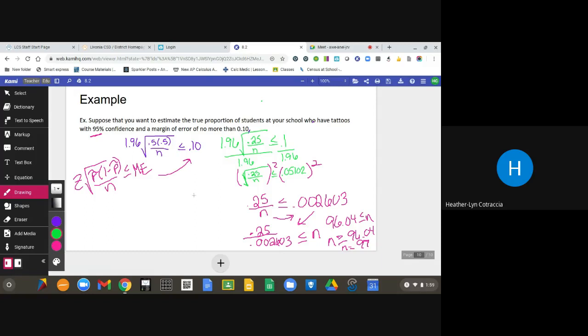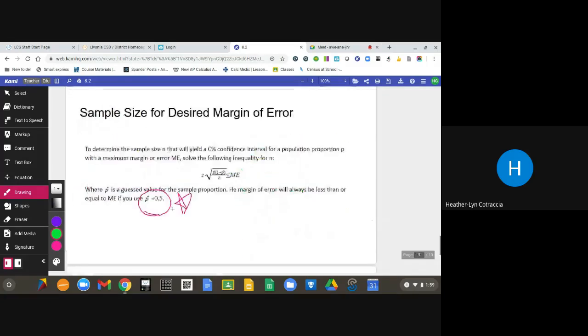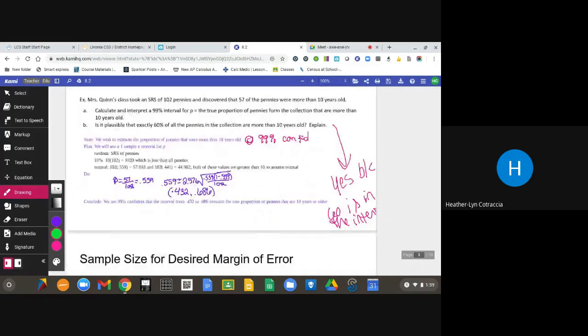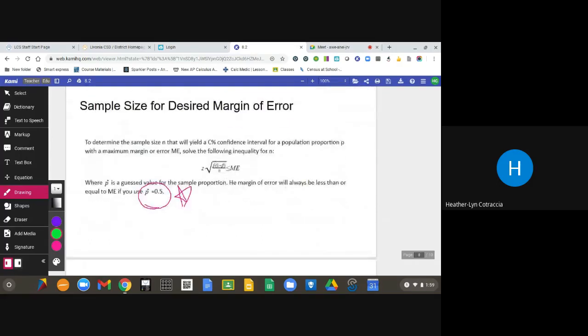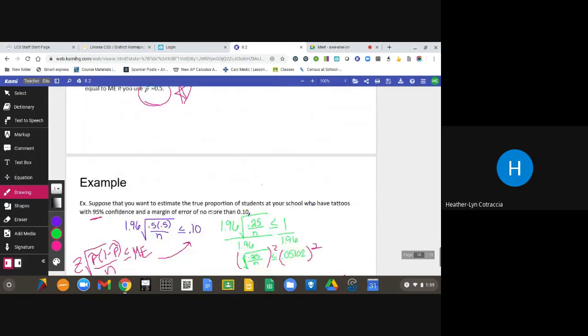So in this video here, we talked about proportions. In the next video, 8.3, we will be talking about means. I think I've mentioned this before, that from now on, it pretty much goes proportions, means, proportions, means, proportions, means, and so forth. So now we should be able to construct a confidence interval for a proportion using state, plan, do, conclude, so that we do not forget to name our test and check our conditions. And we should also be able to figure out what the minimum sample size should be.